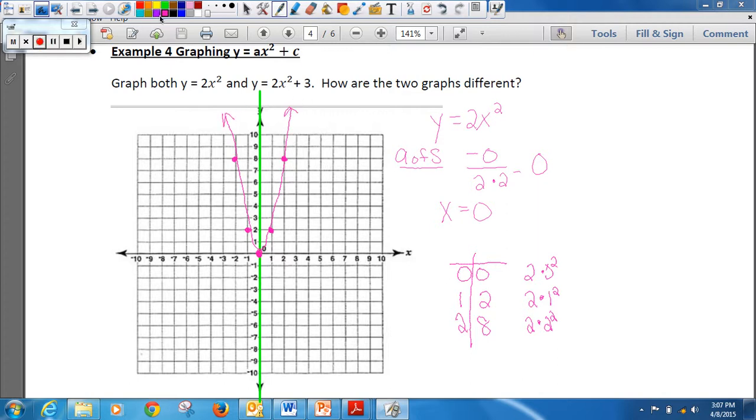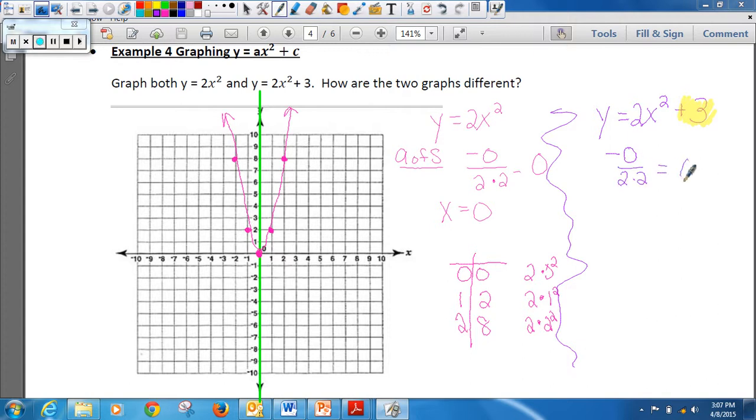Now it wants us to graph that second quadratic function there. Our second quadratic function is y equals 2x squared plus 3. So basically all they did on this is add in a c. So we want to see basically how that changes the graph. So if we look here again, the axis of symmetry is negative b. I do not have a b because I do not have an x value.